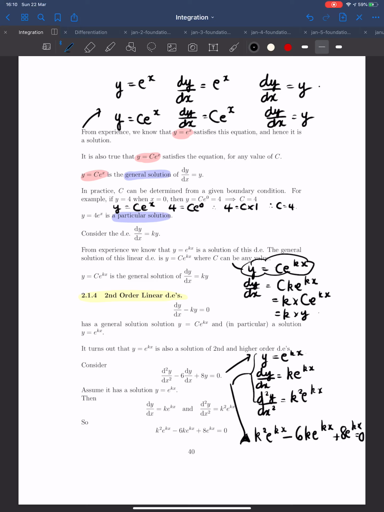Now e to the kx is never equal to 0, so we can divide through by e to the power kx. We get k squared minus 6k plus 8 equals 0. So we can solve this quadratic because it's k minus 4, k minus 2 is 0. So we end up with k is 4, or k is 2. Two solutions.